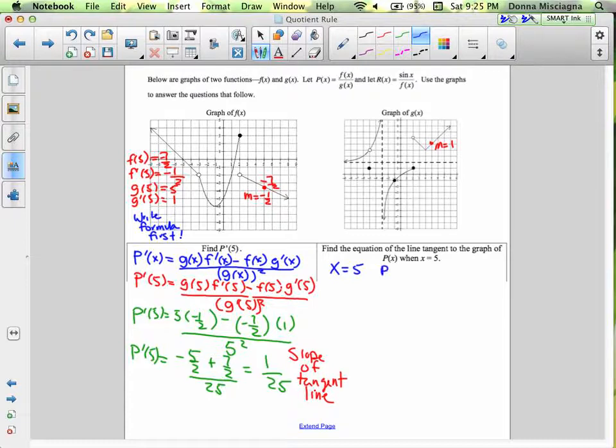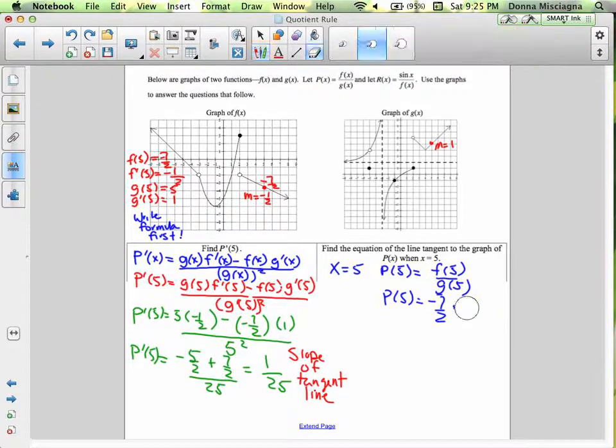So p of 5 is going to be f of 5 divided by g of 5, and we have those things right over there. So f of 5 is negative 7/2. G of 5 is 5. Excuse me, we're dividing. Which is going to be negative 7/2 times 1/5. Dividing by 5 is the same as multiplying by the reciprocal, so that's going to be negative 7/10.